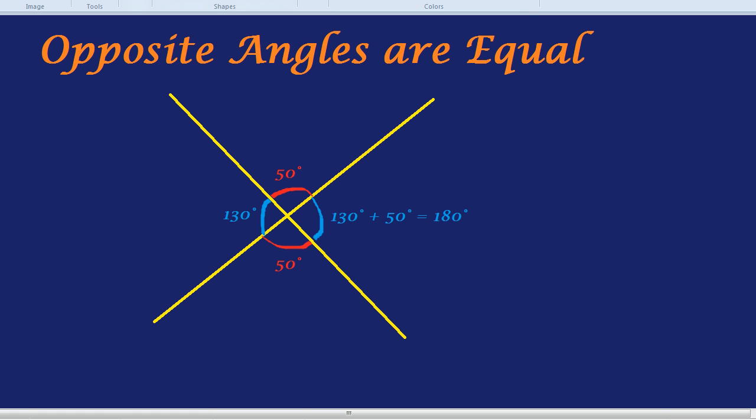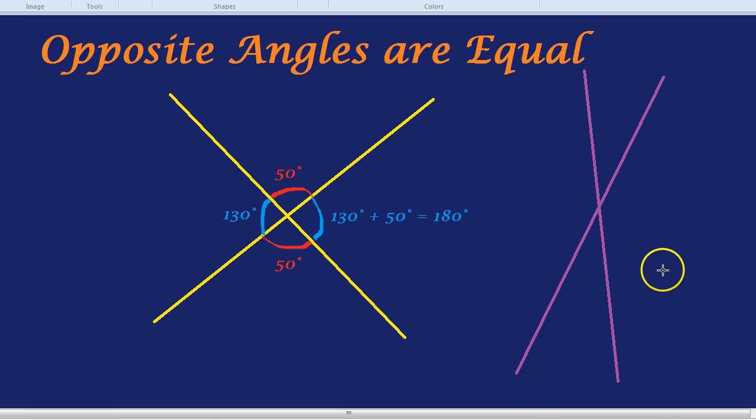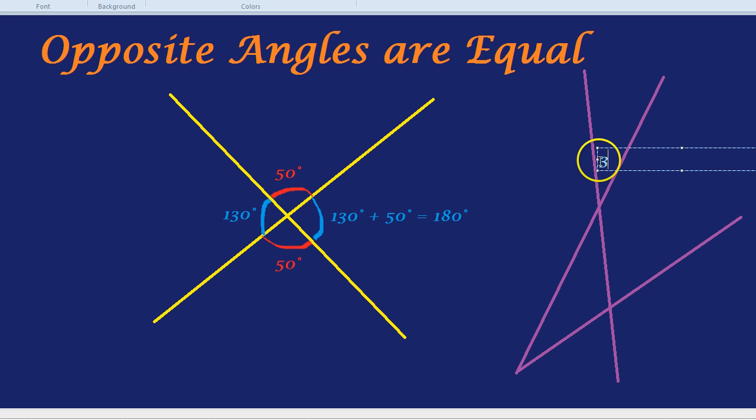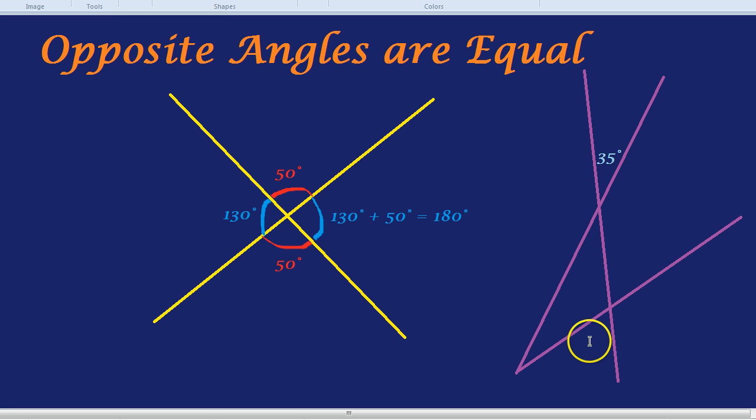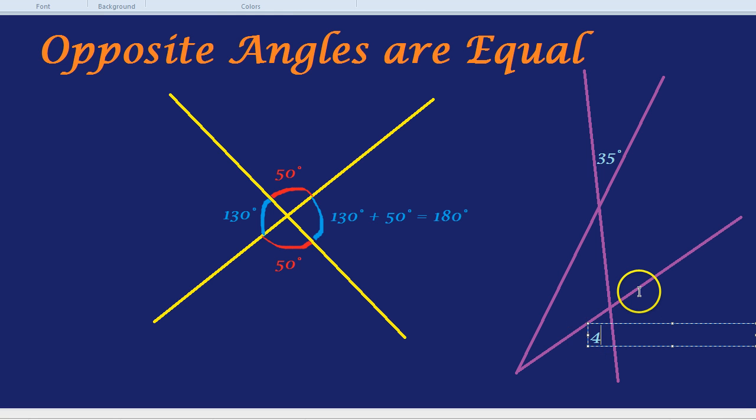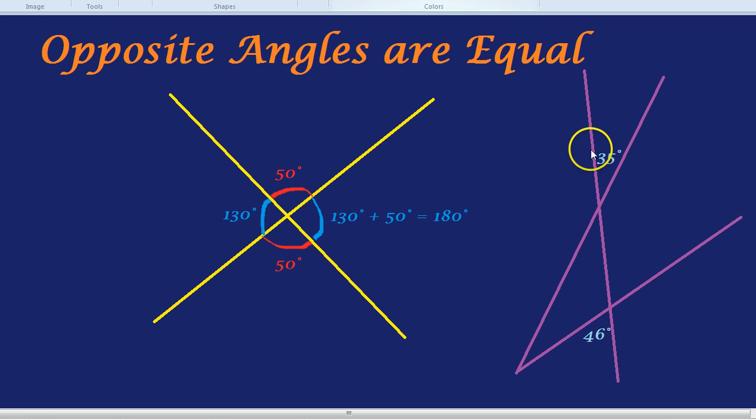Here's a typical question you might get. Here's two straight lines intersecting. Actually, let's do more than two, just to confuse the issue. There we go. And we have two angles. Let's do it in light blue. 35 degrees, for example. And we also have the angle here, which is 46 degrees. Your challenge is to tell me what the angles in brown are.